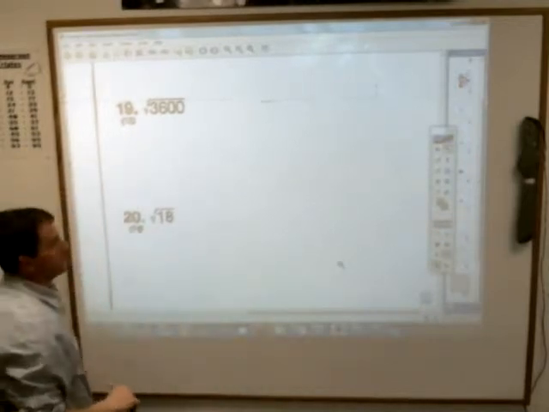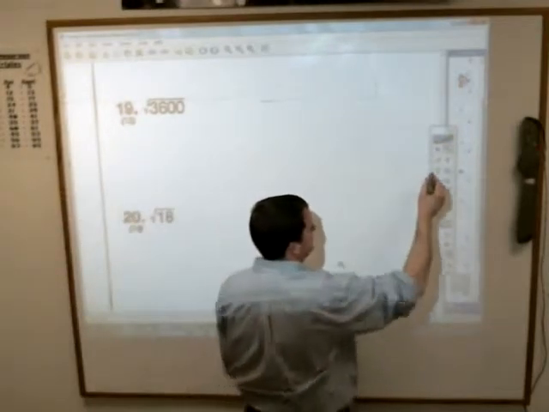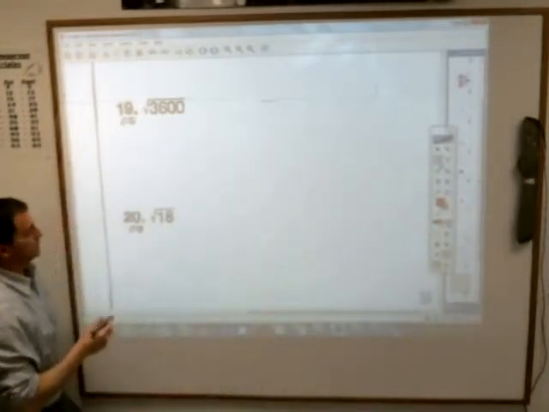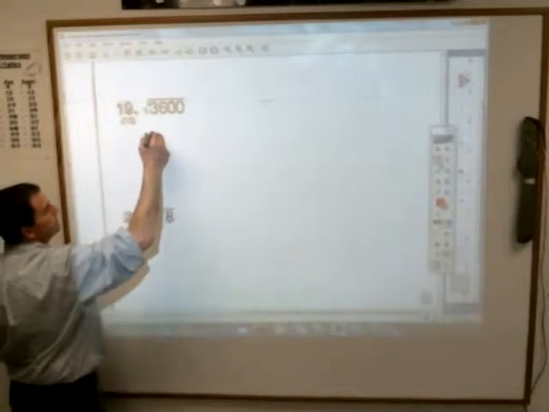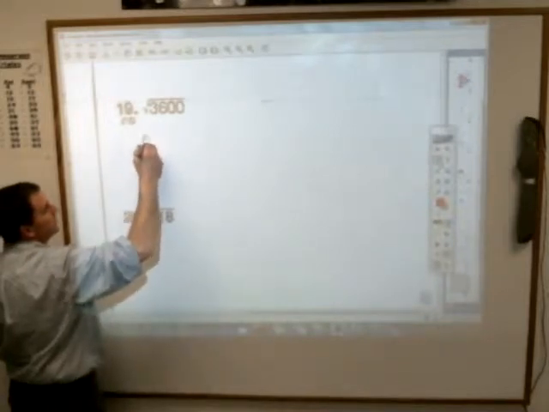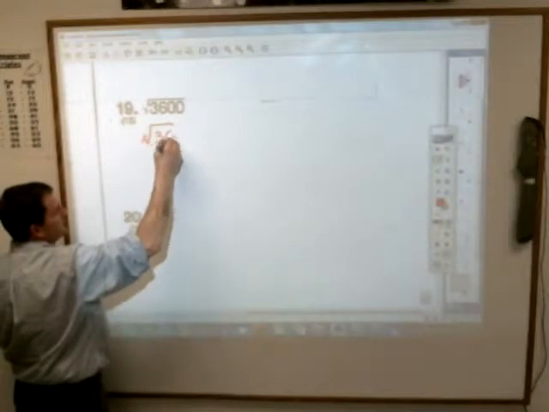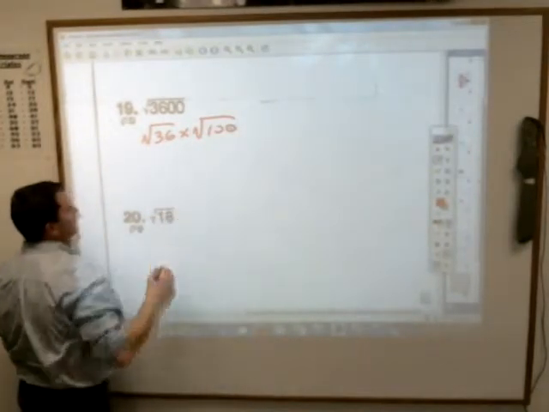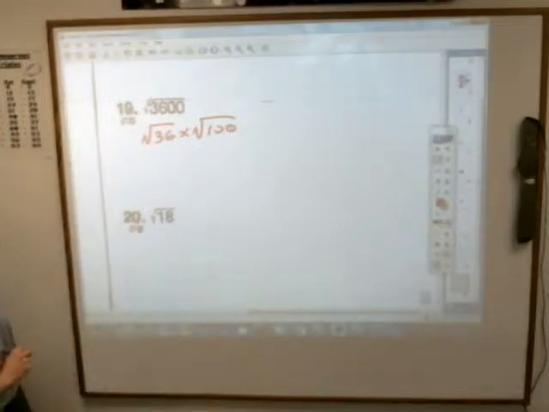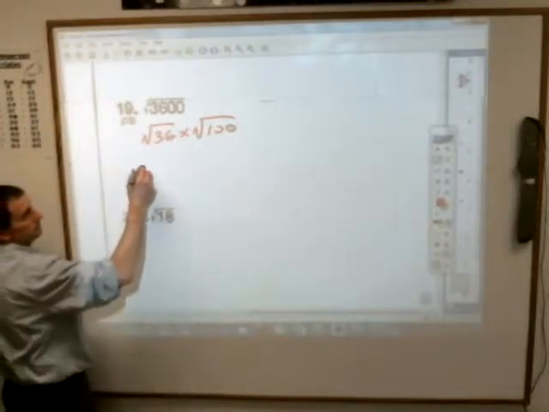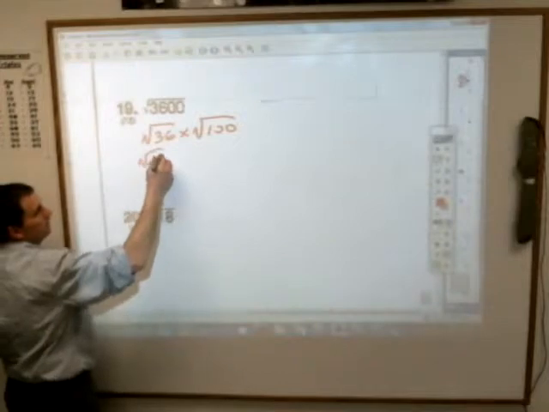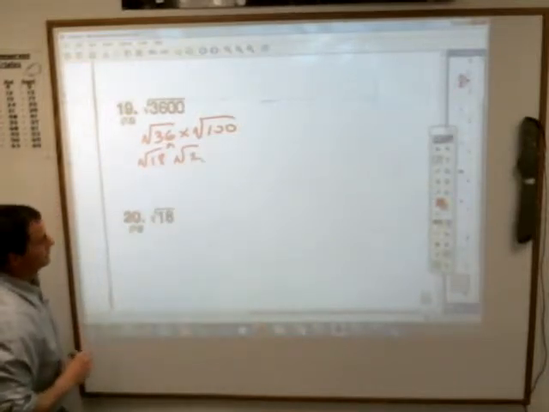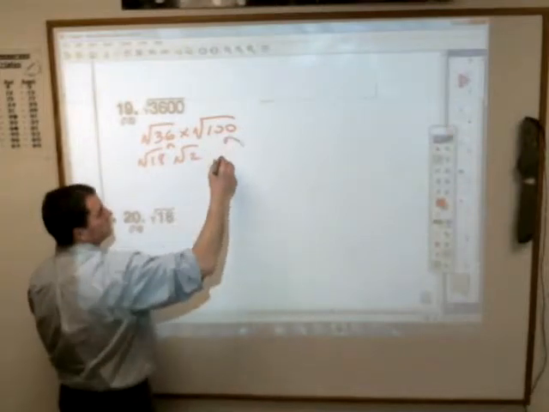Well, what's our first step in trying to simplify radicals, sir? Break it down. So what did you break it down to? I broke it down to 36 times... which would be the square root of 36 times the square root of 100, right? Yeah. And then you did what? And then I did just square root of 18 times 2. Square root of 18 times the square root of 2. And then you did what? And for 100 I did square root of 50 times square root of 2.